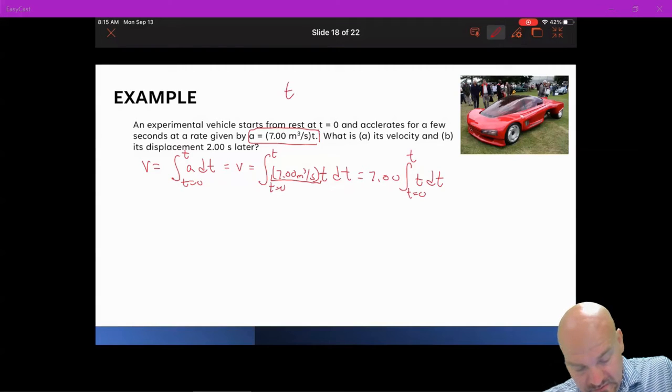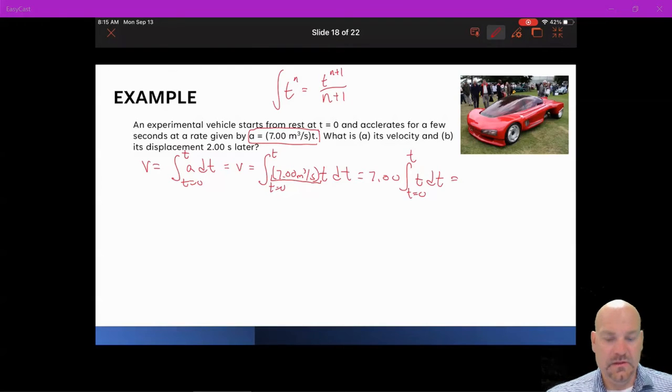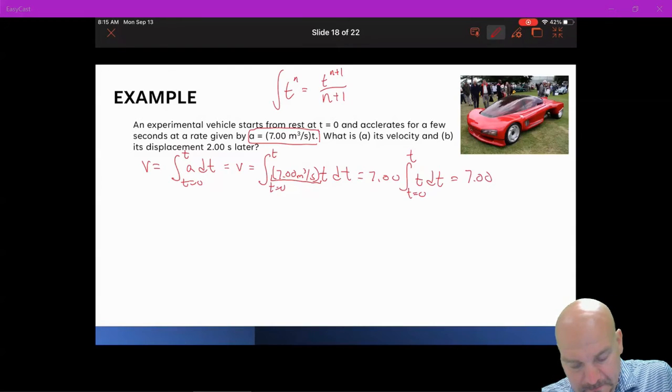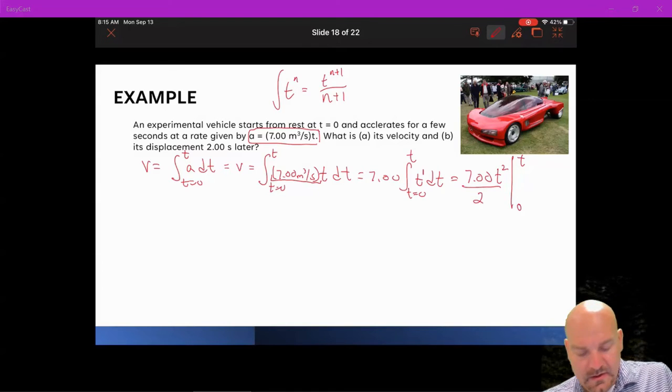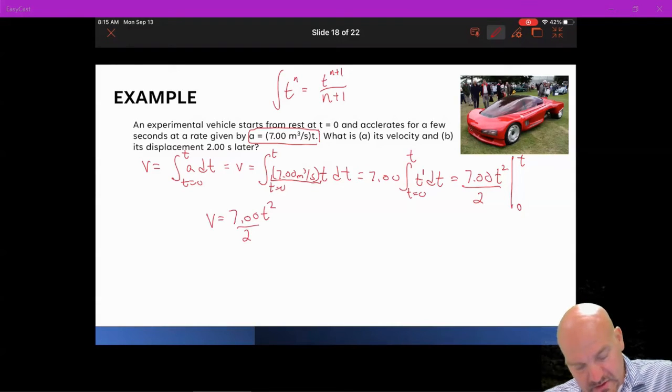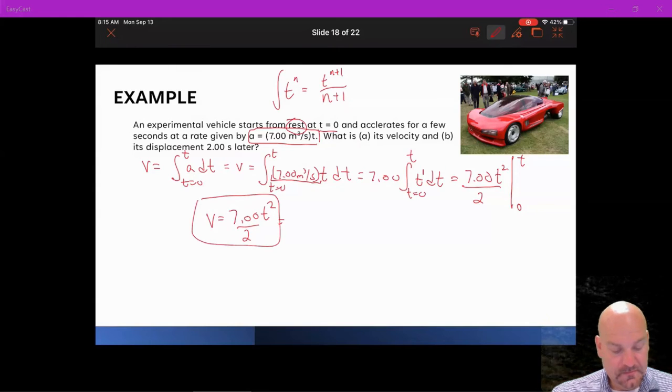For integrals, if I have t to the n, the integral is going to be t to the n plus 1 over n plus 1. That is our general power rule for expressions like this. So it's 7.0, and this is t to the first, so it's t to the n plus 1 over n plus 1, evaluated from 0 to t. This tells me that my velocity will be 7.0 t squared over 2. We don't have an initial velocity because it starts from rest, and so this is my velocity function.